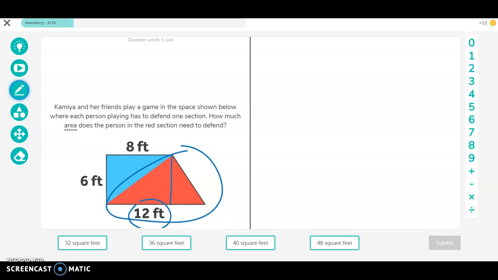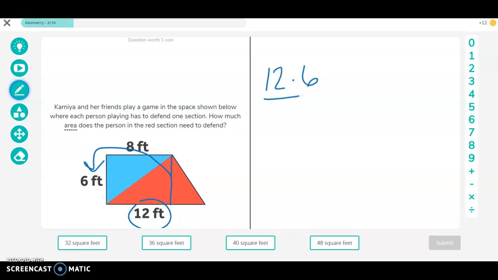If I draw a line down like that, if you pay attention to the other side, we already have our height. It may not show you with the little arrows drawn to show you the height, but it's already there. You just have to pay attention to the shape of the figure. So my height is 6 feet. So I have base 12 times height 6 divided by 2.